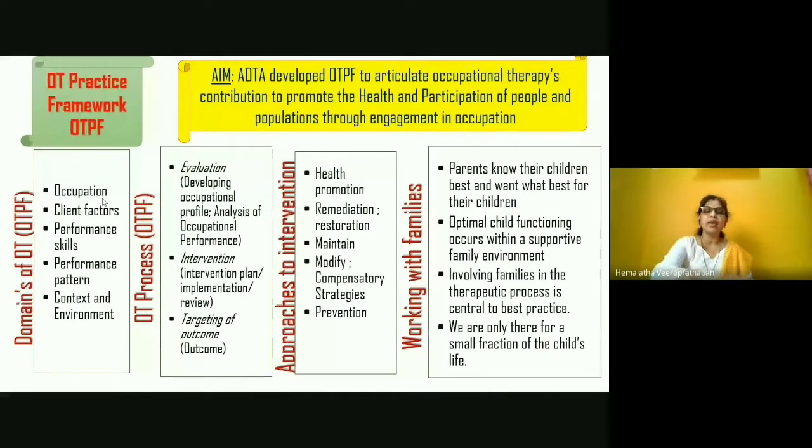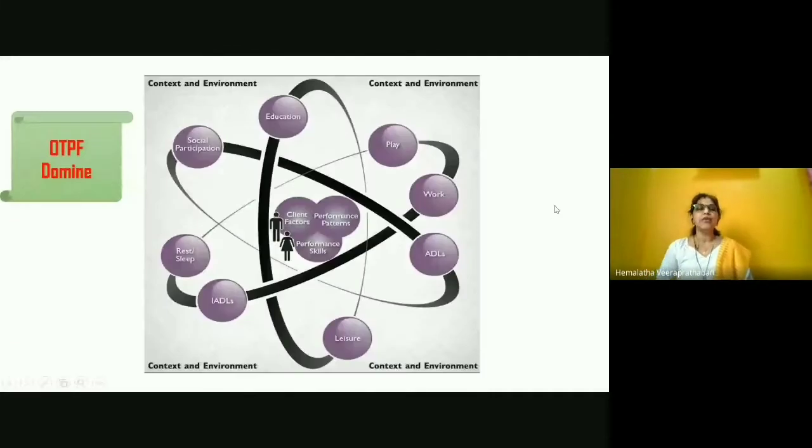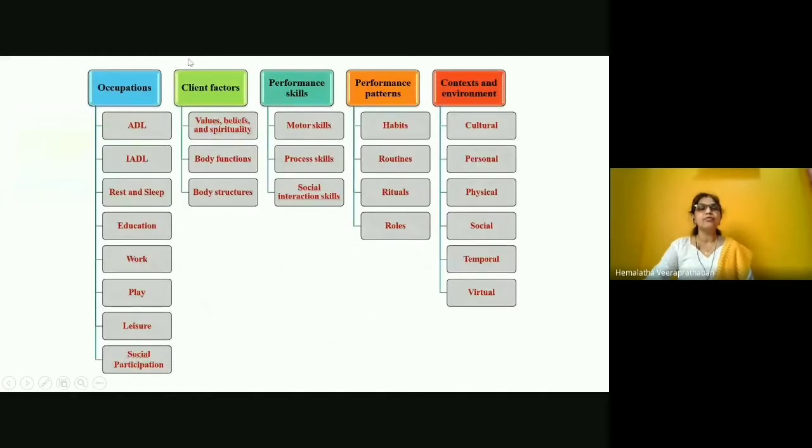We have four aspects: domains, process, approach, and interventions. If I want to talk about the domain, we all know all the occupations are the outer core, and the inner core is the client factors. The outer core is where we understand where the child is lagging, or where the family is lagging, in which part of their occupations. What are their client factors impacting their occupation, which could be values, beliefs, and spirituality. Then client body functions and body structures will be assessed.